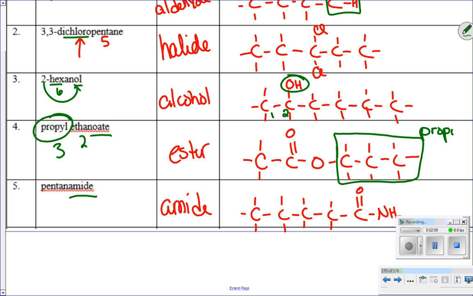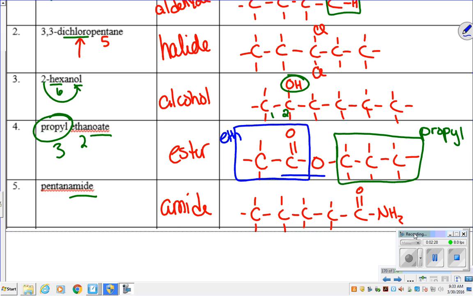I know this kind of appears a little bit backwards. My functional group is right here, and my functional group must have 2 C's in it because of this ethanoate right here. So this is referring to that base. Esters are definitely the hardest to name and draw.